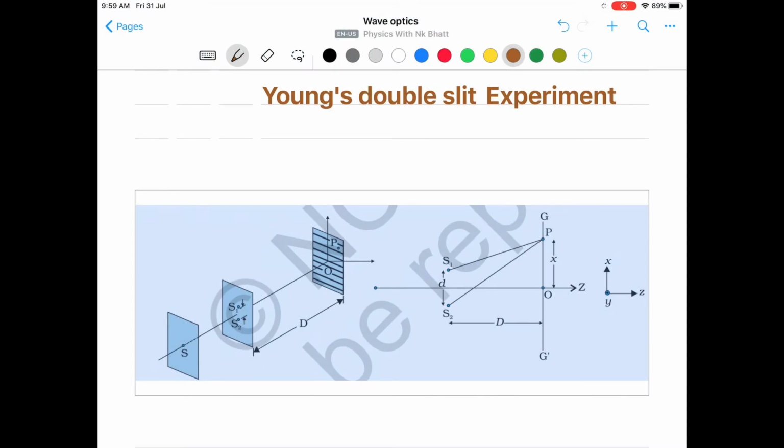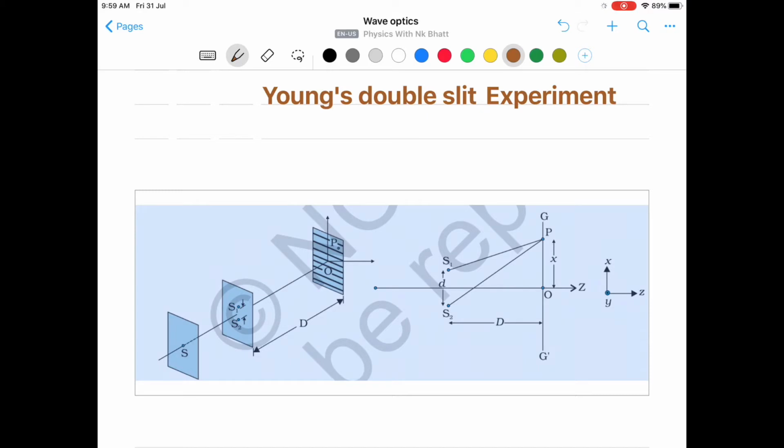In the last video lecture, we discussed the conditions for constructive and destructive interference. We analyzed them mathematically as well as conceptually. Try to understand under what condition constructive interference occurs and under what condition destructive interference occurs. Today in this video lecture we will go through one experiment that was done by Young.